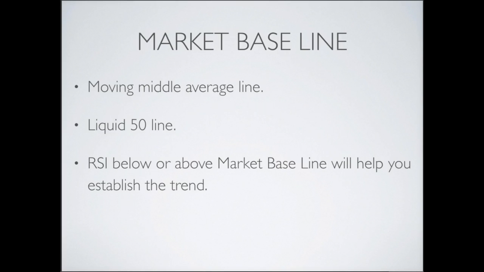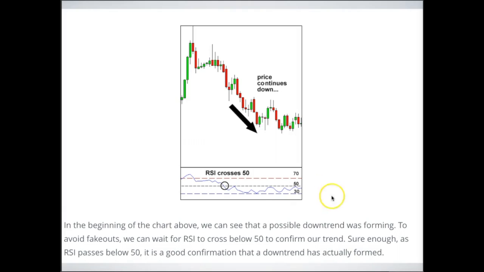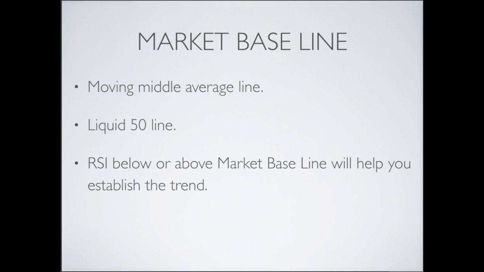The next thing, and one of my favorite things, is the moving middle average line, which we call the market baseline. It's a liquid 50 line. So instead of that stationary 50 line right here that stays stuck, this one moves with the charts, so that way you can see it a lot better. You can get into trades a lot quicker and faster.